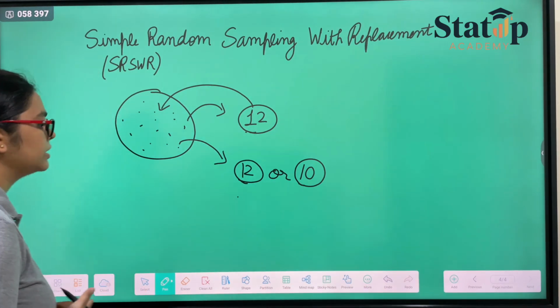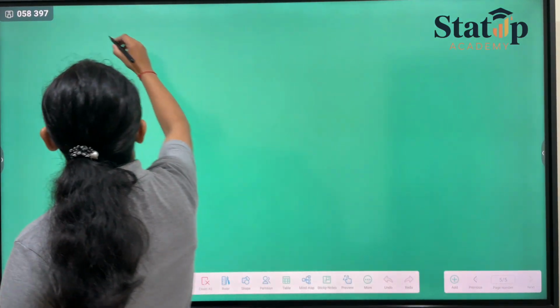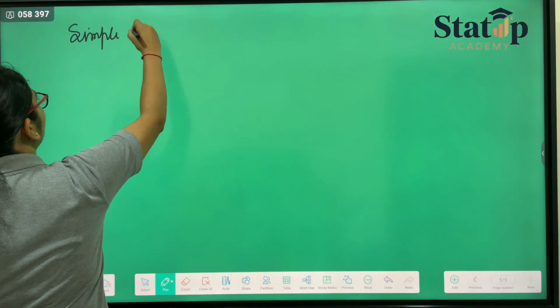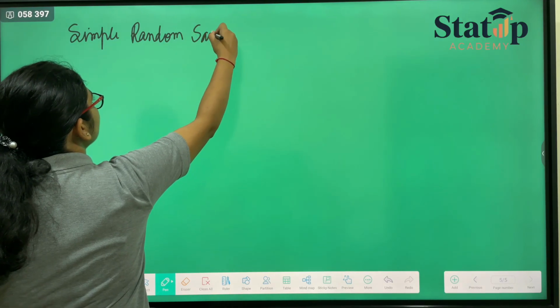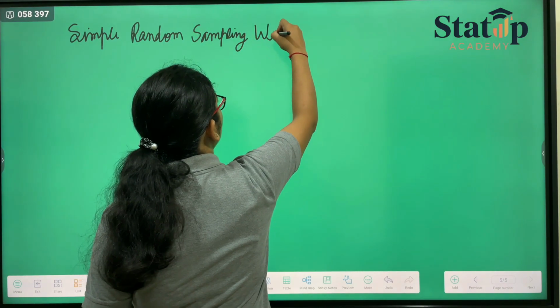And the second one is simple random sampling without replacement.